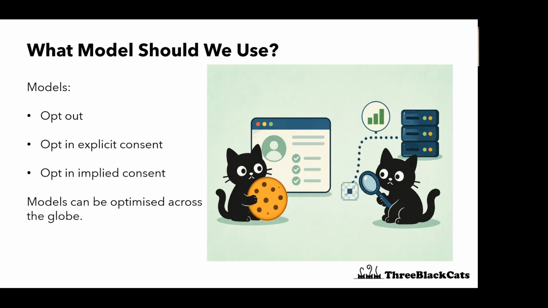We then have opt-in explicit consent. This is the other extreme. This is where nothing other than strictly necessary can be dropped. And if we want to drop anything else, if we want to drop marketing or functional, the person has to explicitly say yes. They have to click a button to say, I want this to happen. So that is the model for Europe.